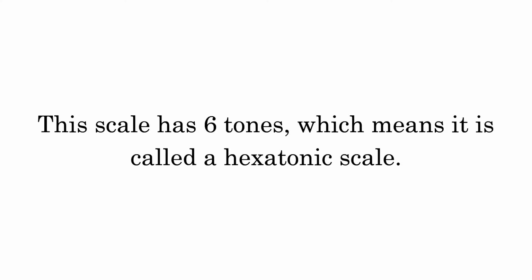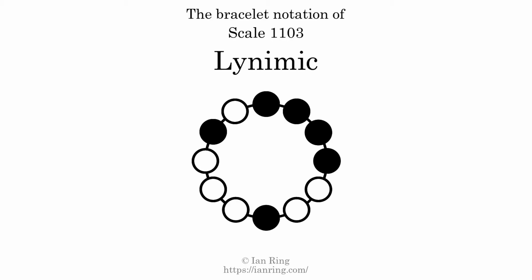This scale has 6 tones, which means it is called a hexatonic scale. This is a bracelet notation diagram of scale 1103. The shaded circles represent tones that appear in the scale, and they are read clockwise, starting at the top.